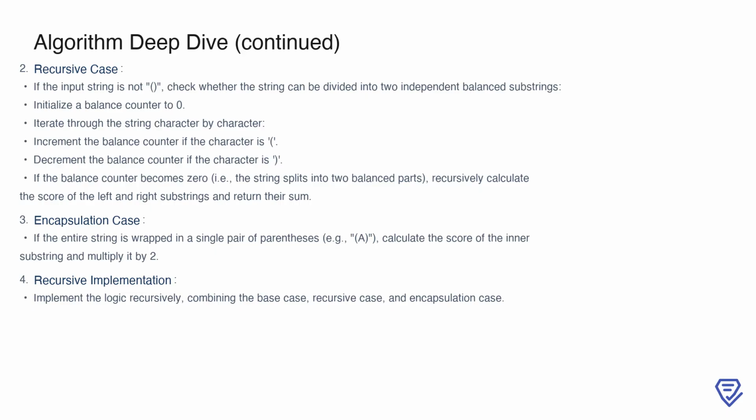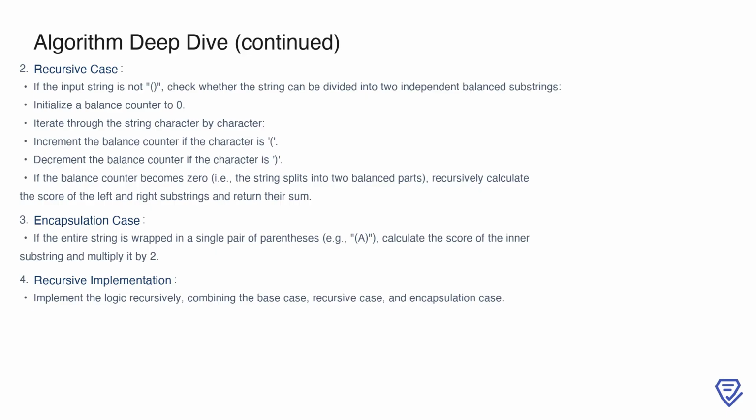The first step is to check whether the string can be divided into 2 independent balanced substrings. To do this, we use a balance counter. As we iterate through the string, we increment the counter for every opening parenthesis, and decrement it for every closing one. When the balance counter returns to 0, it indicates that we've found a valid split point between 2 independent balanced parts. At this point, we recursively calculate the scores for the left and right substrings and return their sum.